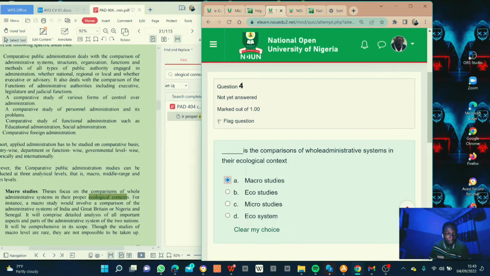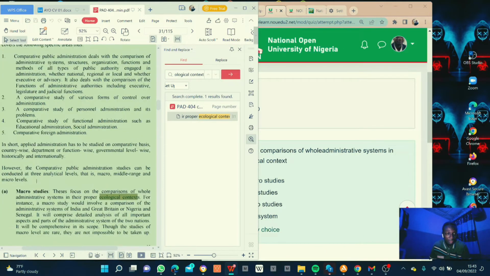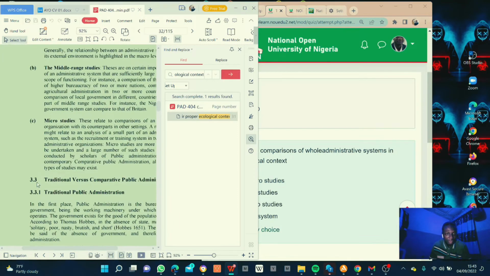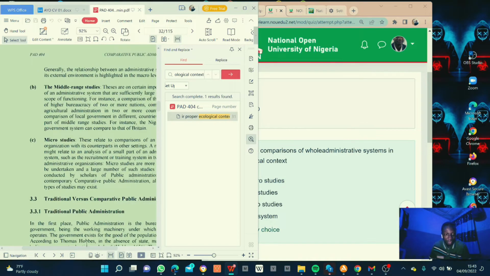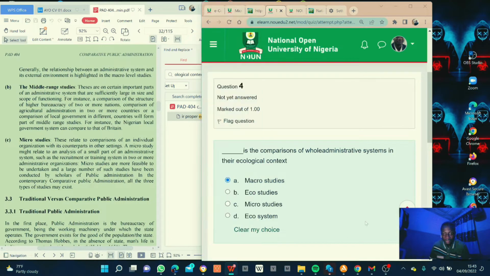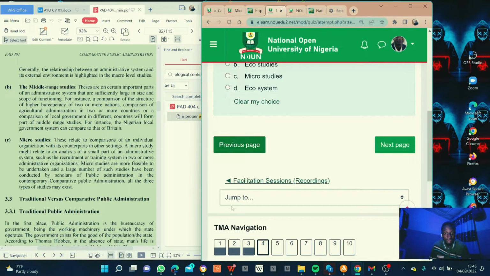Okay. Do we have anything similar? Let's check if we have anything close to what we have here. Okay, we have macro, we have middle range. And the keyword which we searched for is not in the other options. So let's go with macro studies. Next page, question 5.